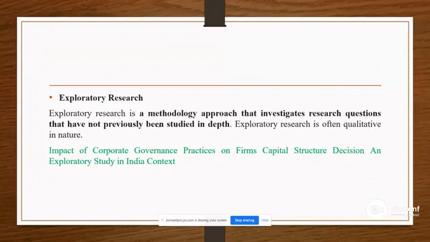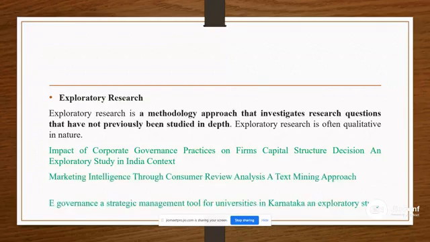Okay. So I have given some examples here. Impact of corporate governance practices on the firm's capital structure decision, an explorative study in Indian context. Marketing intelligence through consumer review analysis, a text mining approach. E-governance, a strategic management tool for universities in Karnataka, an exploratory study. So these are all real examples. These are real titles of theses which I have taken from Shodh Ganga.